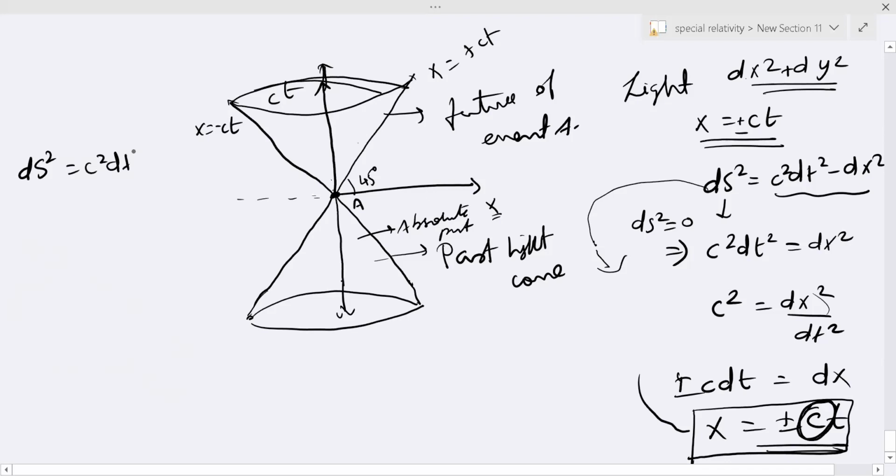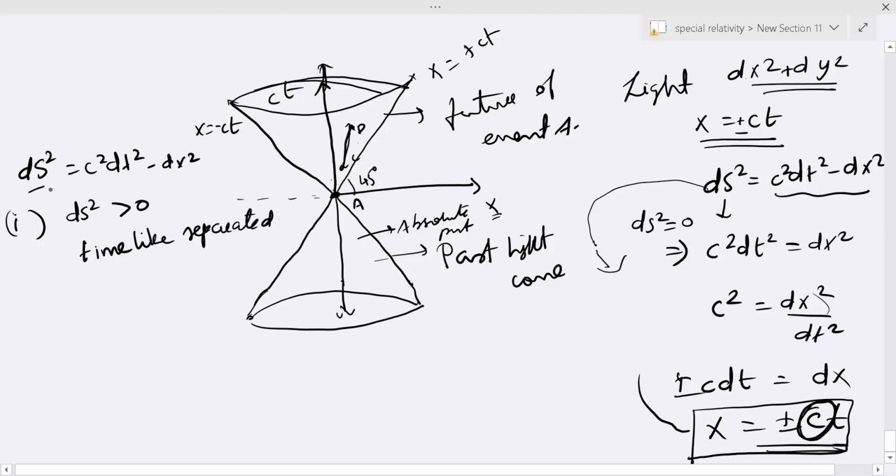C square dt square minus ds square. Okay. There are three possibilities. One is ds square can be greater than 0 in such intervals. All right. If there are two events, and d square is greater than 0 between these two events, okay, let's say this c and d, if d square is greater than 0, we say that these events are time-like separated. Okay, time-like separated. I'll explain this.